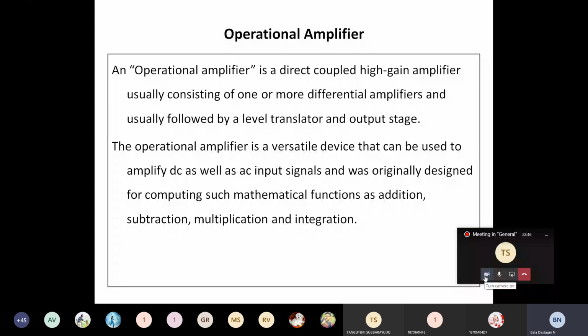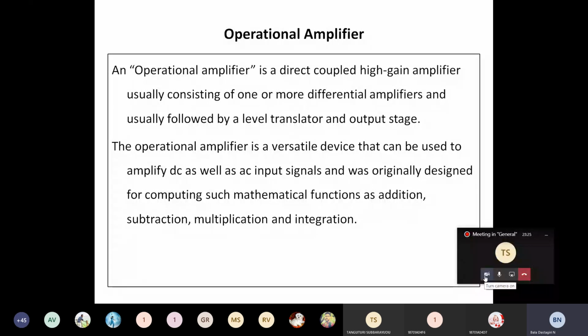This operational amplifier was originally designed for computing mathematical functions such as addition, subtraction, multiplication, and integration. These are the applications of the operational amplifier. So what does the operational amplifier consist of? The operational amplifier is a direct coupled high gain amplifier, so it gives a high gain output. It consists of one or more differential amplifiers, usually followed by a level translator and output stage.